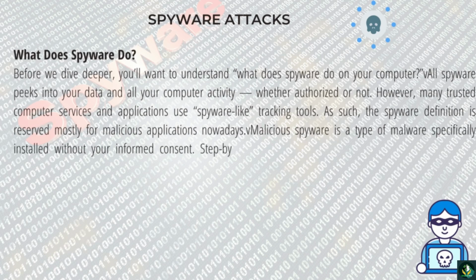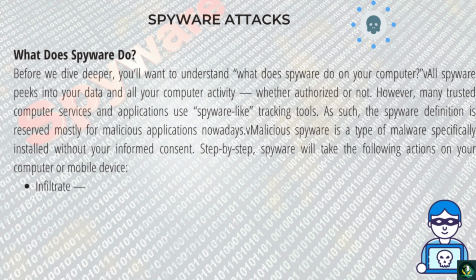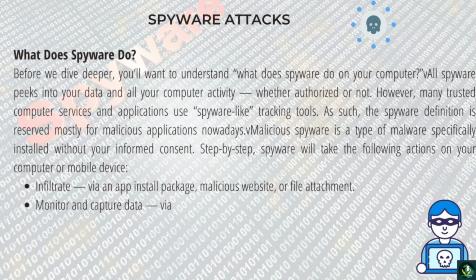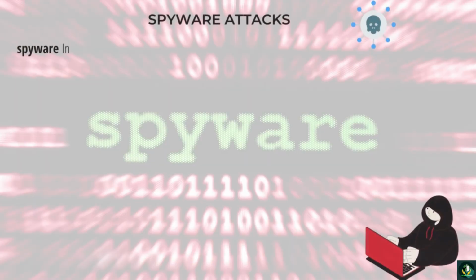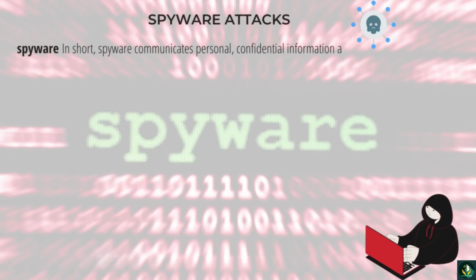Step by step, spyware will take the following actions on your computer or mobile device. One, infiltrate via an app install package, malicious website, or file attachment. Two, monitor and capture data via keystrokes, screen captures, and other tracking codes. Three, send stolen data to the spyware author to be used directly or sold to other parties. In short, spyware communicates personal, confidential information about you to an attacker.